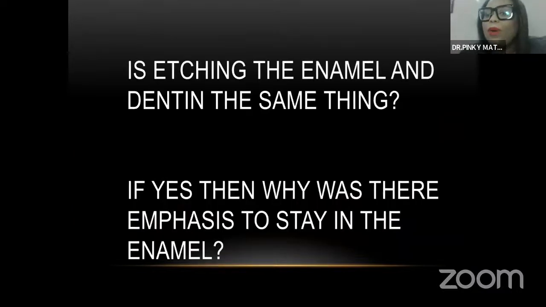Okay, so now this is a question which you all have to ask yourself. Is etching the enamel and dentine the same? If yes, then why is there an emphasis to stay in the enamel when I talk about porcelain bonding agents? So now all of you know why and where you use which etching. You etch or you don't etch? You use which bonding agent where? And how do you handle it? And I'm sure that most of you know that enamel and dentine have a similar thing.